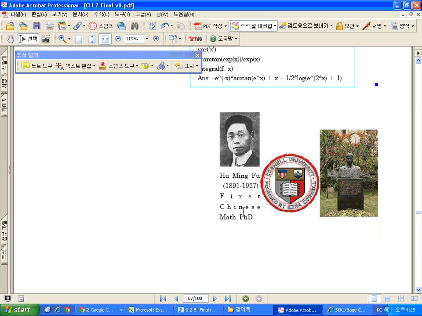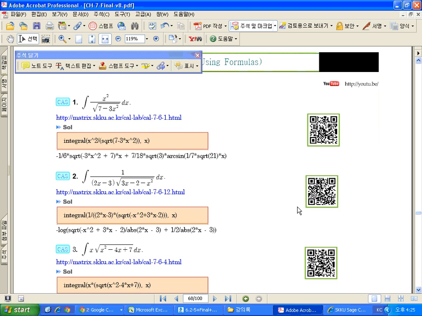This Hu Mingfu is the first Chinese mathematician who got his PhD in mathematics. And the book that I recently wrote was about Korean mathematicians who made the early history of Korean modern mathematics. I called them the pioneers of Korean modern mathematics. And I hope you can also be pioneers of 21st century Korean mathematics.